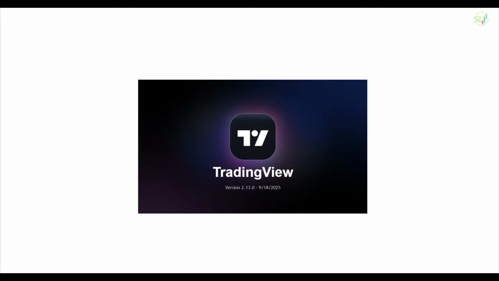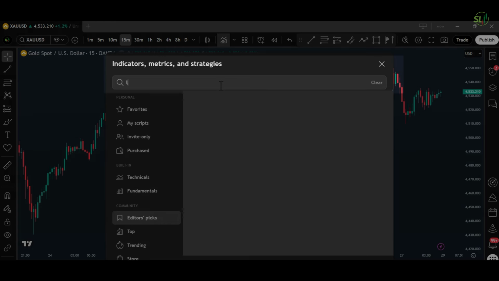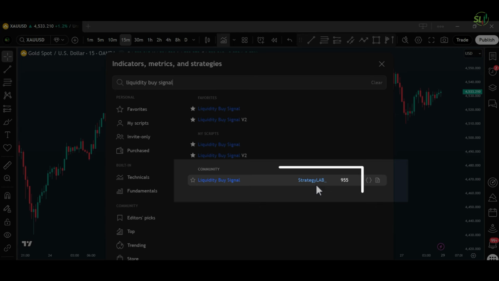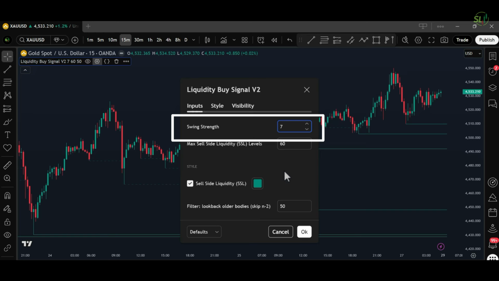Go to TradingView. Next, go to Indicators and type this in the search box: Liquidity Buy Signal. Author, this guy. Click it to add it to your chart. In the Settings section, you can set the parameters similarly to this. Swing strength is the number of candles used to identify the sell-side liquidity zone.